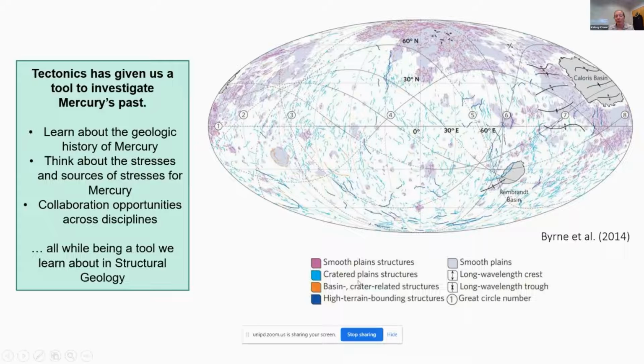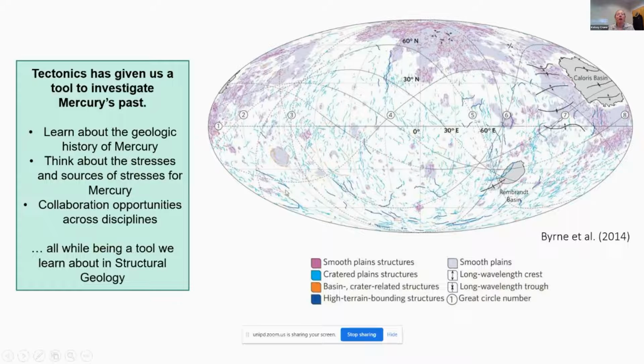Basin crater related structures are in orange, and these are structures that follow the outsides of impact crater rims, whether those be filled with smooth plains or not. And then high terrain bounding structures in the dark blue. So this is more about where those structures are versus some kind of interpretation of their formation. There's also these features over here, which go into interpretation a little bit. They're mapped with symbology that implies that there are anticlines and synclines through the Caloris Basin and just outside of that. And these are really long wavelength features where the topography rolls up and down.